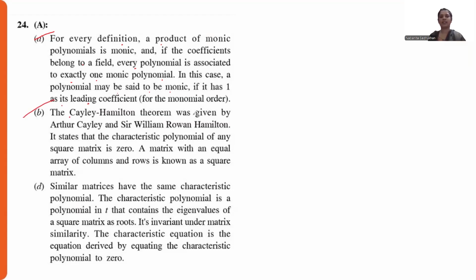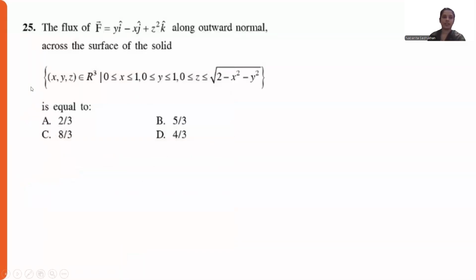The Cayley-Hamilton theorem was given by Arthur Cayley, and it says that every square matrix is a zero of its characteristic polynomial, that is, a matrix with an equal array of rows and columns is also a square matrix. Similar matrices are going to have the same characteristic polynomial. The characteristic polynomial is going to be this, and from there we can say that it is going to satisfy our solution. Hence, we can say that option A is going to be the correct option, right?